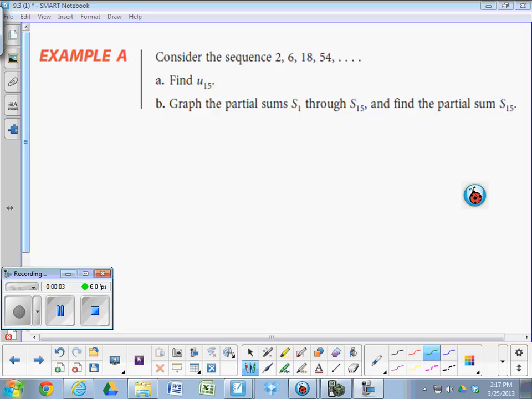We're live with example A from section 9.3. Are you ready? I said, are you ready? I was born ready. Okay.